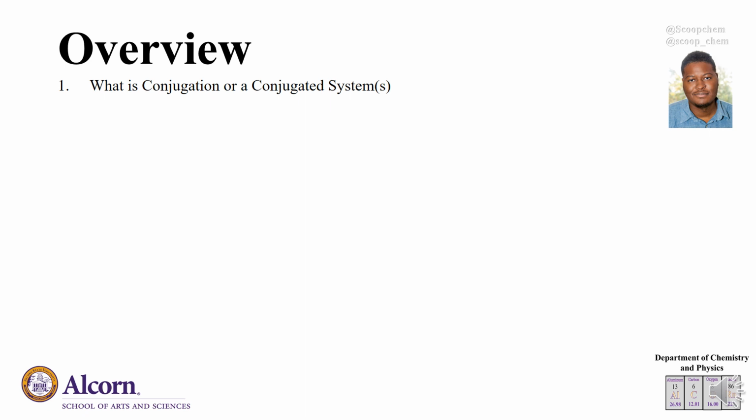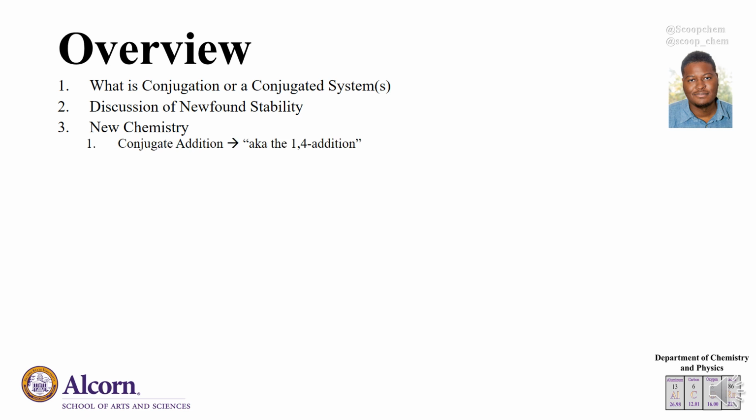Okay, this is an overview for the chapter 15 lecture. All right, first we'll discuss conjugation or conjugated systems. We'll talk about the newfound stability of conjugated organic materials. There's new reaction chemistry to discuss, this conjugate addition, also known as the 1,4 addition.